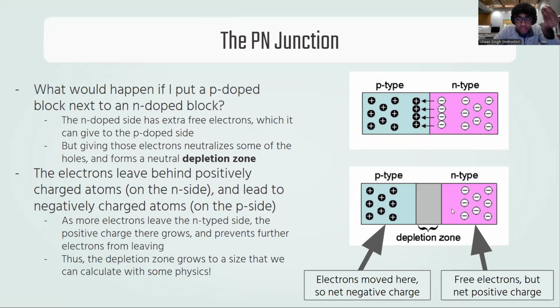So the depletion grows to a size, and actually with some equations and a bit of sophisticated physics, not that sophisticated, but somewhat sophisticated, we can calculate what the size of that depletion zone will be, like the actual size in nanometers, I guess, micrometers maybe.